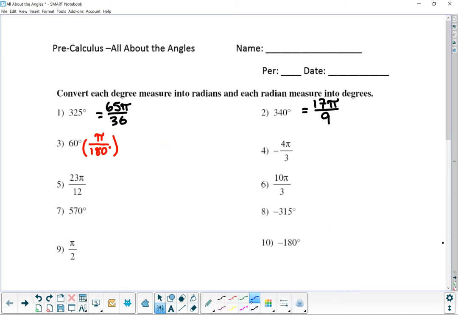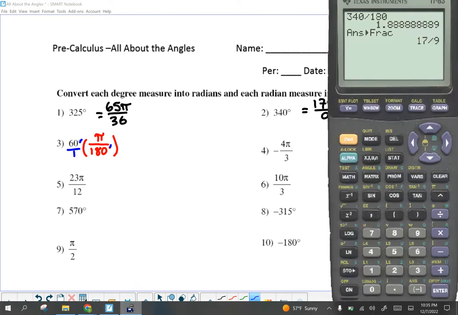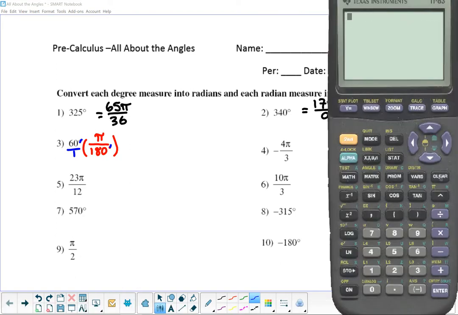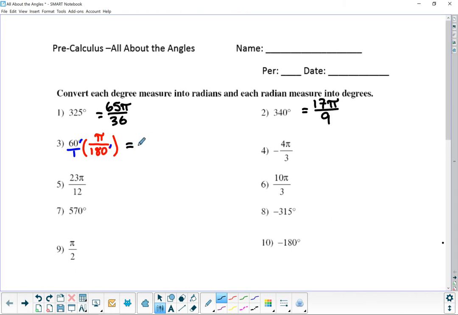By doing this, I can cancel out the degrees, and essentially I have 60 pi on top divided by 180, or in my calculator, I can just write down 60 divided by 180. That gets me 0.333. Math, convert that over to a fraction, and that gets me 1/3, or my answer, 1 pi over 3.